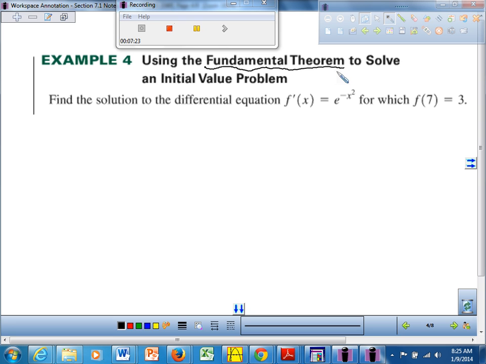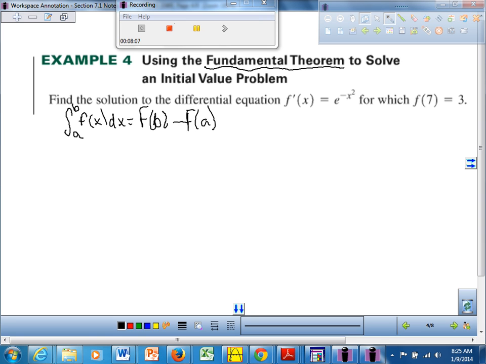What is the fundamental theorem of calculus? It is the integral from a to b of lowercase f of x dx equals capital F. What does that mean? How do I get capital F? You take the antiderivative, yes. Capital F of b minus capital F of a. Okay. That is the fundamental theorem of calculus.